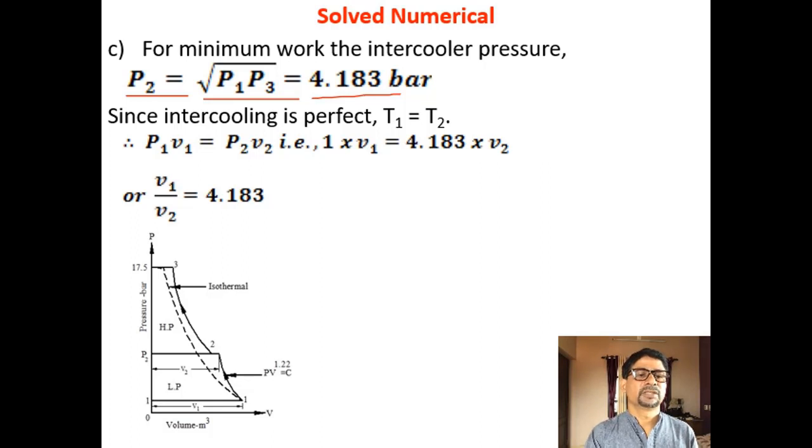Since intercooling is perfect, because that is the third case assumption, T1 is equal to T2, so P1 V1 is equal to P2 V2. So V1 is equal to 4.183 times V2. So the earlier relationship will change now. From P1 V1 equal to P2 V2, you get V1 by V2 equal to 4.183.